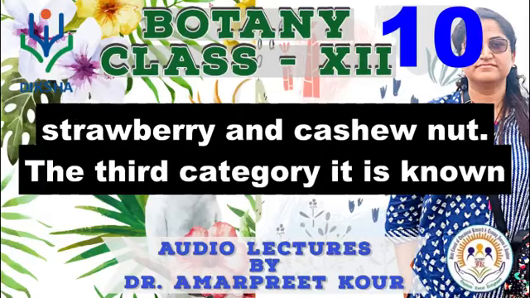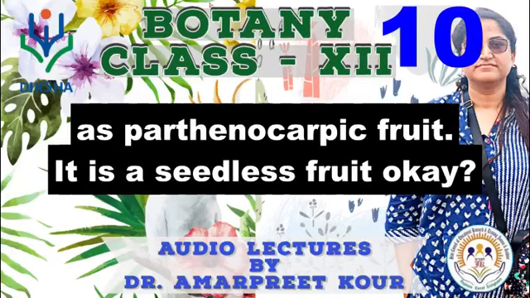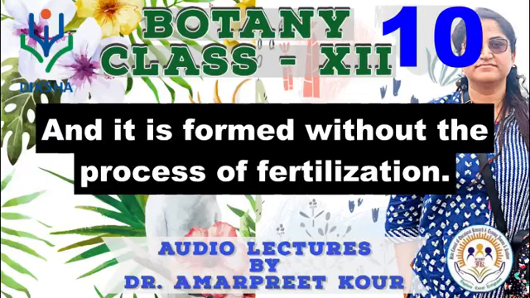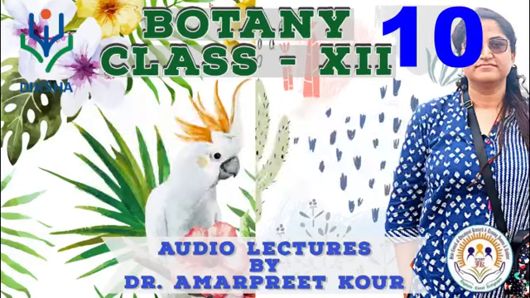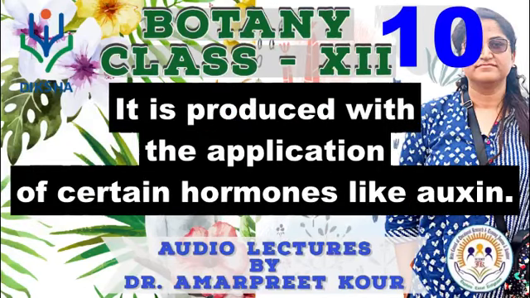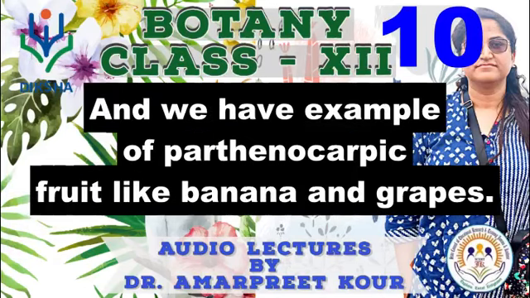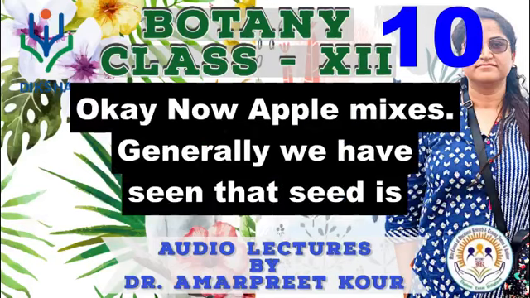The third category is known as parthenocarpic fruit. It is a seedless fruit, and it is formed without the process of fertilization. It is produced with the application of certain hormones like auxin, and we have examples of parthenocarpic fruit like banana and grapes.